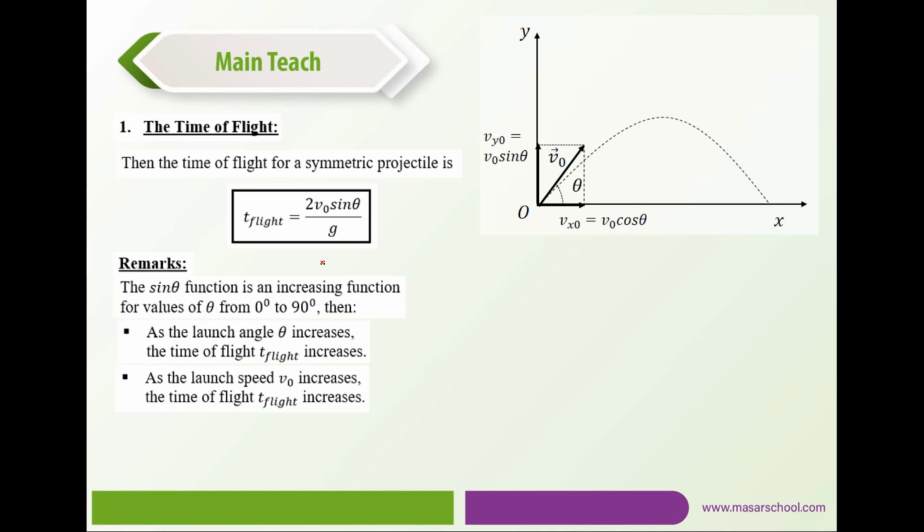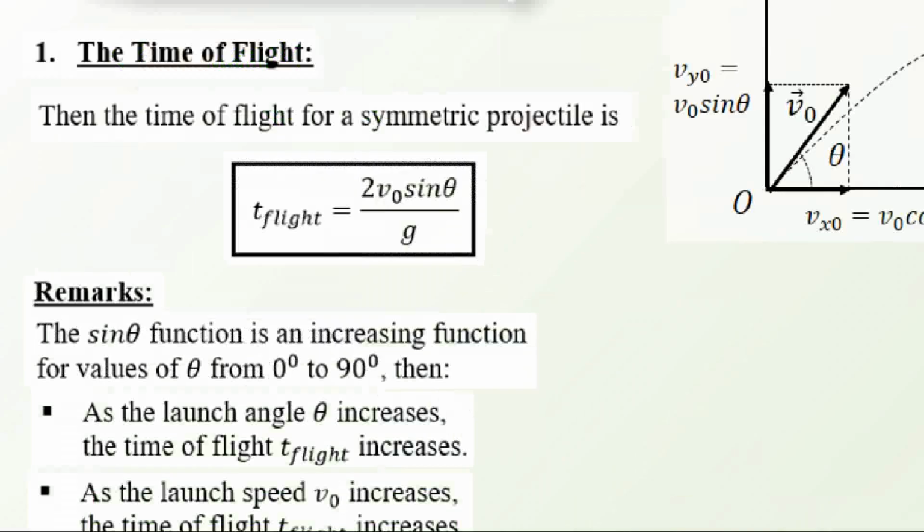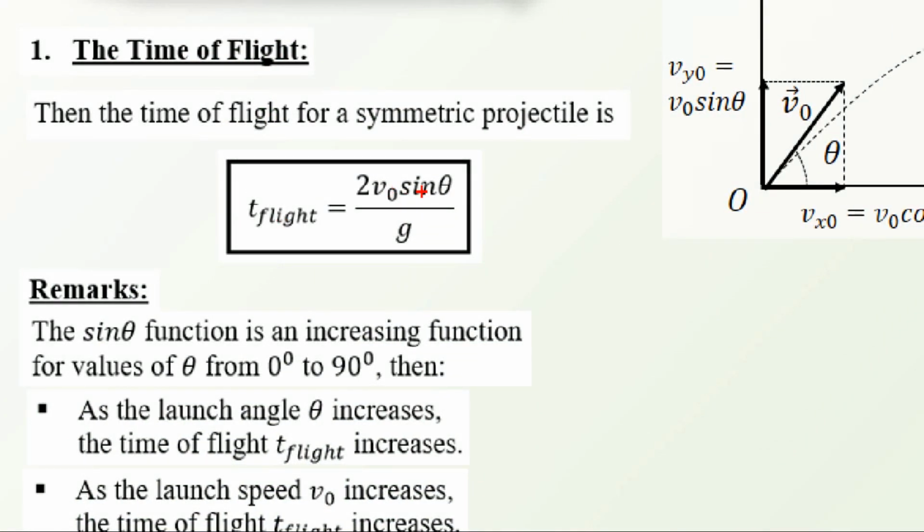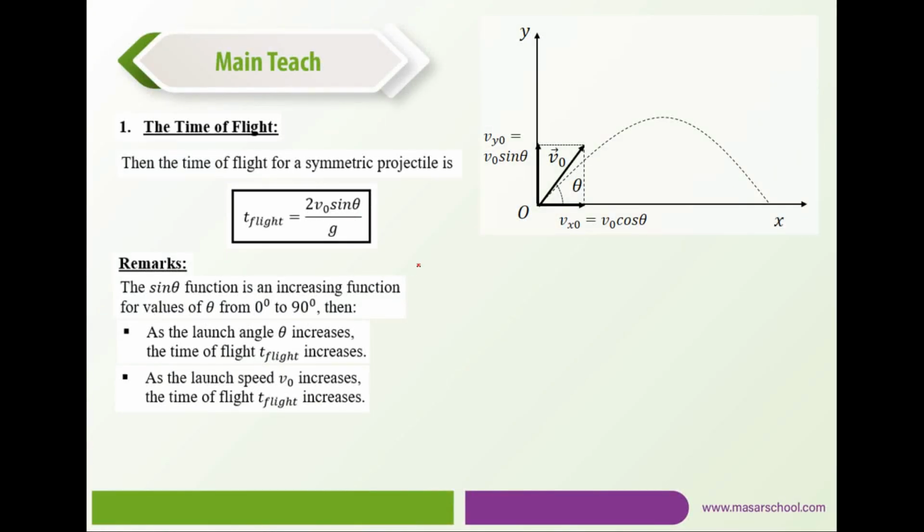And as the launch speed v0 increases, the time of flight increases as well, because t-flight is proportional to both v0 and sine theta. In other words, to increase the time of flight for a projectile, now I'm going to comment about the symmetric and non-symmetric projectile. To increase the time of flight, we can do it in two ways: either we increase the initial speed, or we increase the launch angle. The greater the launch angle, the greater the time of flight would be.